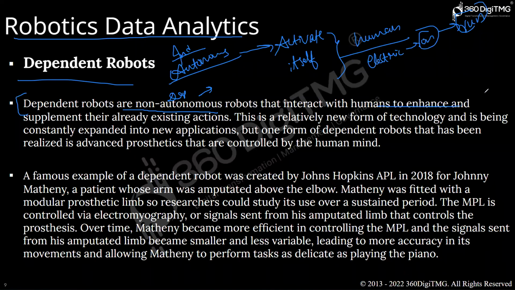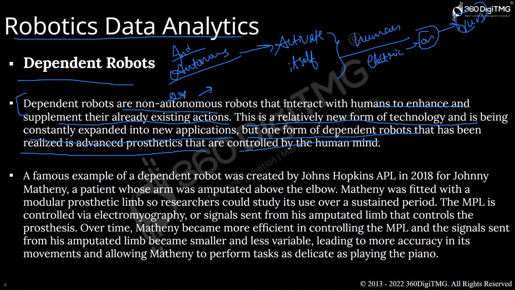It assists humans and supplements their already existing actions. This is relatively new technology and is being constantly expanded into new applications. So we're going to use this application to build other new models. But one form of dependent robots that has been realized is advanced prosthetics that are controlled by the human brain.